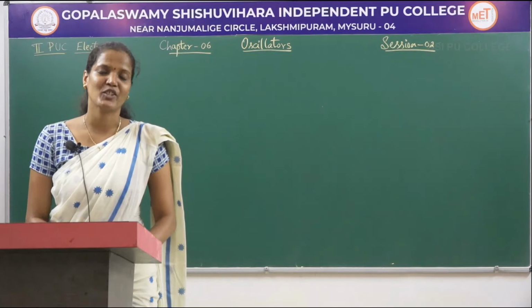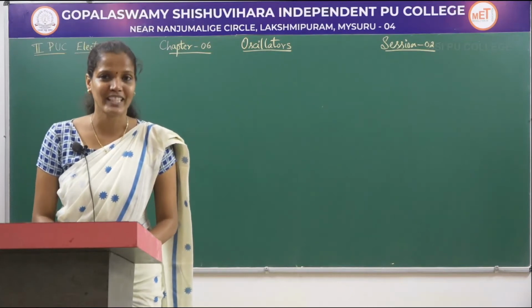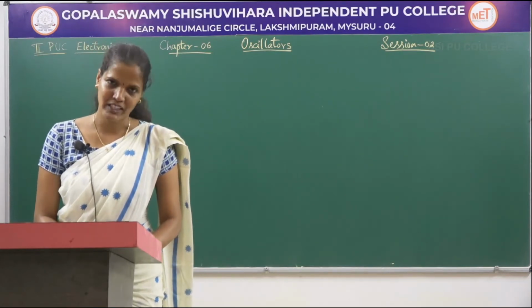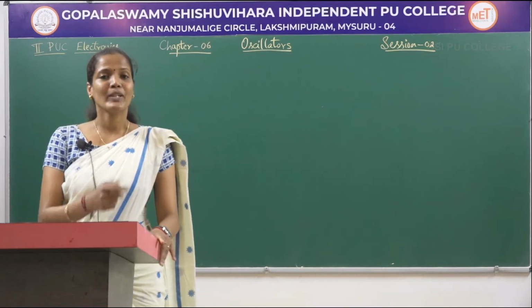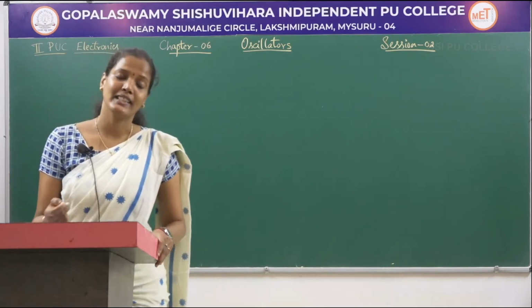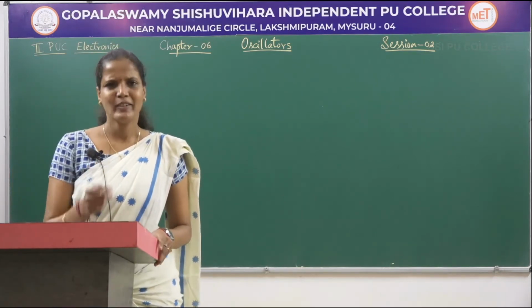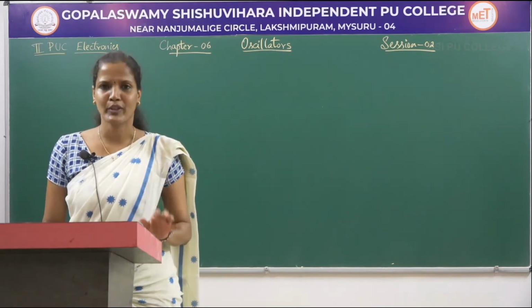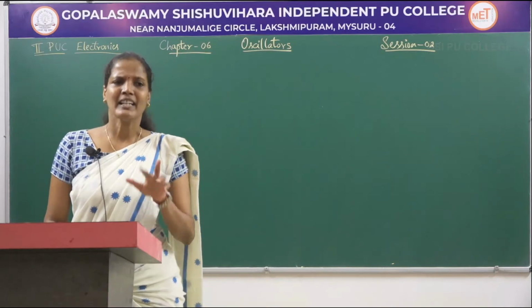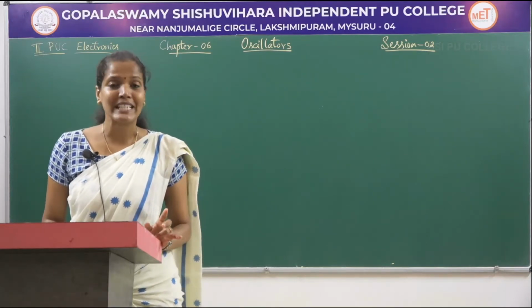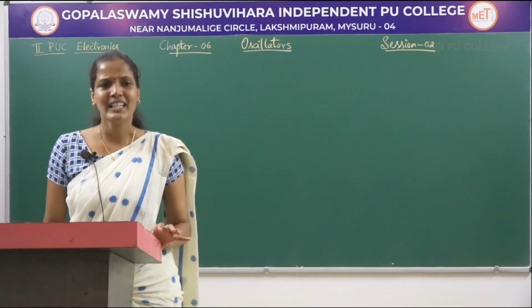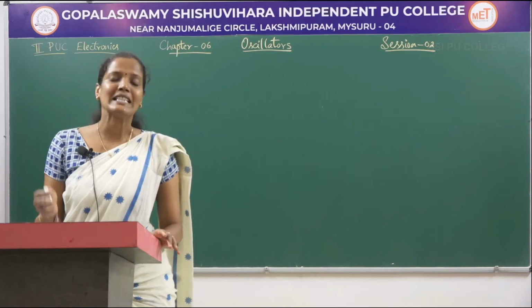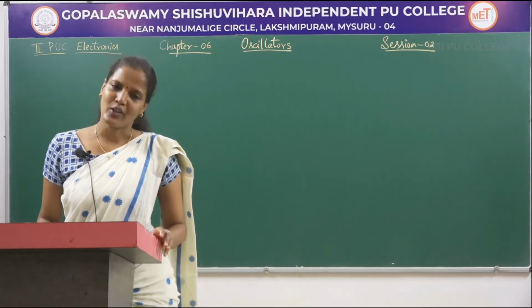This is the second session of the 6th chapter, that is oscillators, from our second PUC electronics syllabus. In the last class we studied the meaning of oscillator, and also derived an expression for the gain of a positive feedback oscillator circuit, and we also saw the two criteria, that is Barkhausen's criteria, depending upon which we can easily produce sustained oscillations.